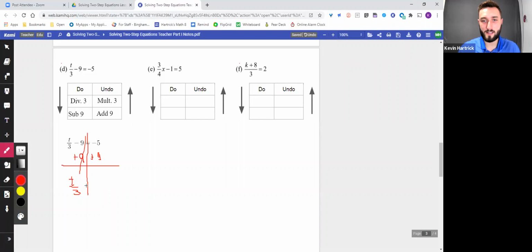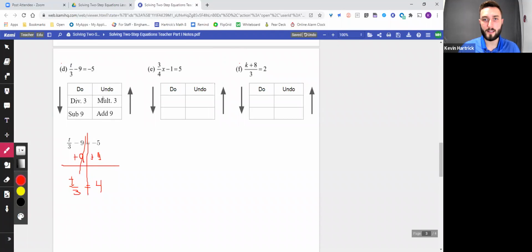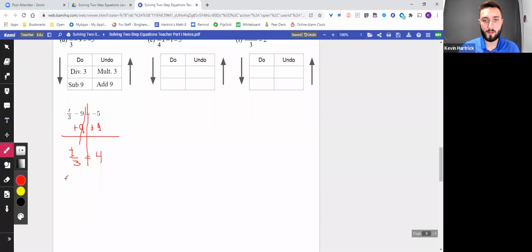All I have left is t divided by 3. Okay, negative 5 plus 9, signs are opposite. We subtract, take the sign of the bigger number. And 9 is bigger in this case, so I've got a positive 4. My undo second step was multiply by 3. So I'm going to do that to both sides. Remember, we have to do it to both sides to make sure our equation stays balanced. Anytime we do opposites, they cancel out. All I'm left with is my t, and 3 times 4 is 12.